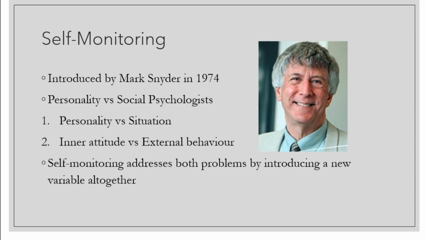So the previous two cases were cases which we have encountered before, but here's something new, the idea of self-monitoring. It was developed by Mark Snyder in 1974, who sought to resolve a debate which was going on between social and personality psychologists. The problem was the extent to which personality traits and social situations affect one's behavior, and also the disparity between internal attitude and external behavior. Mark came up with the idea of self-monitoring in order to solve these issues.